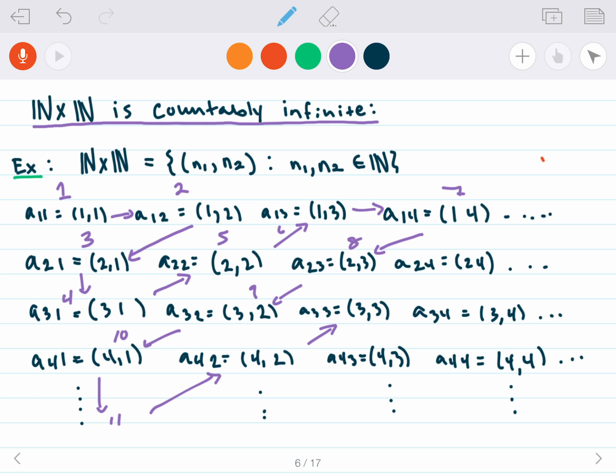It's a little bit tedious to write an explicit bijection here. I think that's a hard exercise, but you can if you really want to. But I think this picture illustrates well how you can always loop around, going up and down the diagonals to hit everybody in your matrix. Hence, the set is countable.